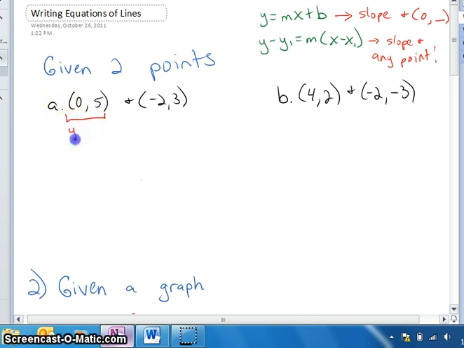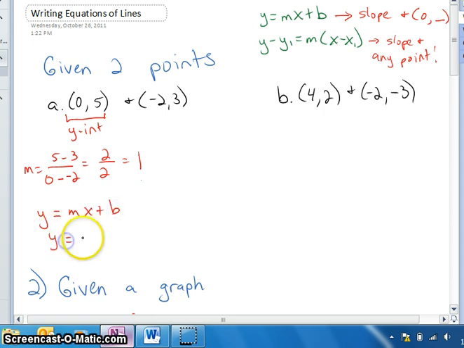This right here is the y-intercept. So you can use y = mx + b. To do that, though, I have to find the slope. So slope, (5 - 3) divided by (0 - (-2)). So slope is 1. So then I've got y = mx + b. So y = 1x + 5, because that's the y-intercept. And I'm done. For the second problem, I don't have the y-intercept, so I'm going to be using point-slope form.